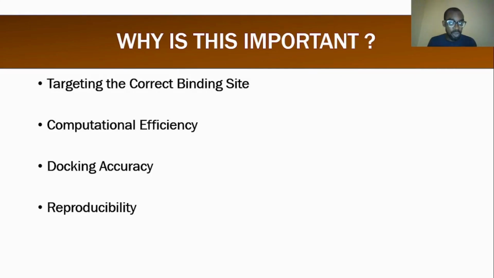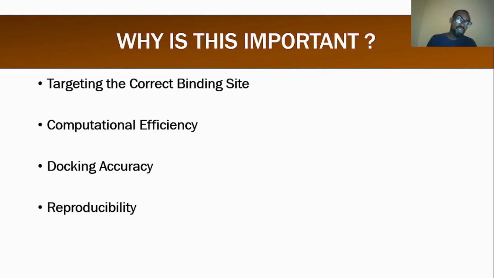Remember, like I've told you before, not every part of the protein is the active site. There is an actual site that is called the active site, and it's the interaction in that site that is important. So by knowing that dimension, it helps you to target the correct site you're working with. Secondly, with this dimension, docking is faster.